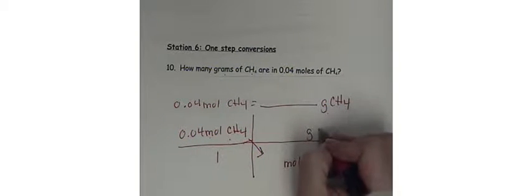put it over 1, draw your lines. Remember, this line means division, this line means multiplication. Drop your words because you eventually want them to cancel out. And wherever you're trying to solve for, wherever you're trying to go, you're going to put that up top. So we're wanting to go to grams, so that goes up top.